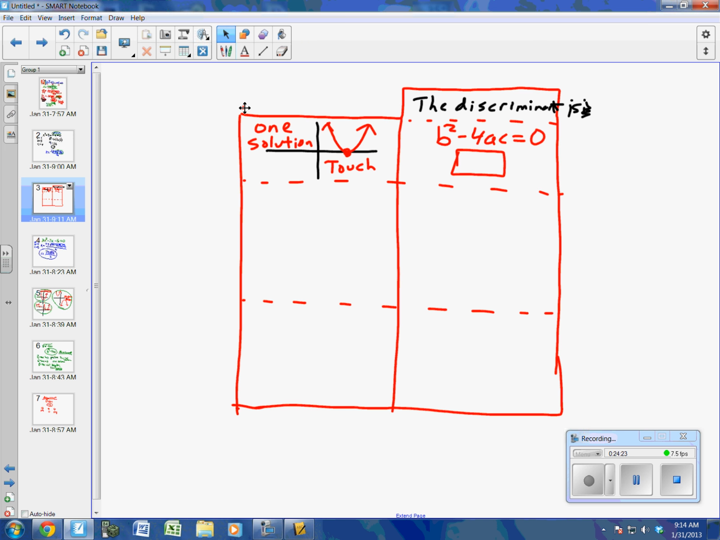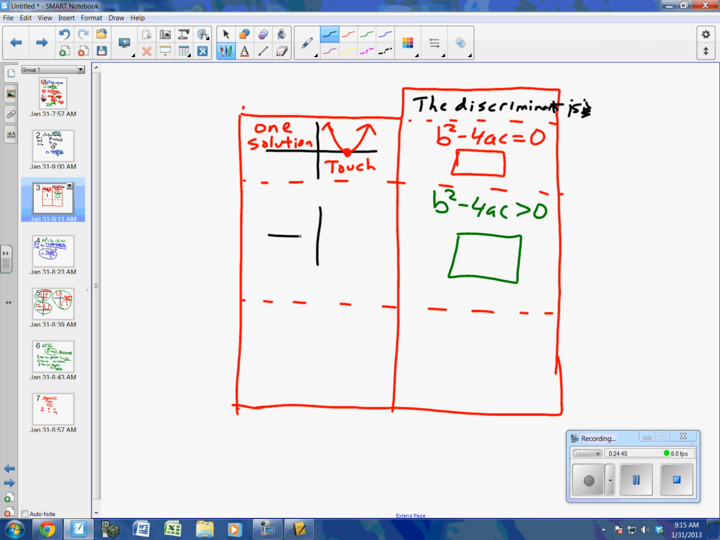In the next one, you're going to do b squared minus 4ac is greater than 0. So you're going to pick one that was a, what kind of number? Positive number. And you're going to put that one in this box. You're going to draw a picture of it over here. And you're going to show how it crossed the x-axis twice so that you got 2 solutions.